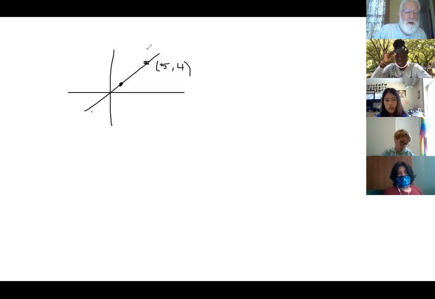And what I'm going to do here is I'm going to drop a line that's parallel to the y-axis. And then here I'm going to drop a line that's parallel to the x-axis. And then let's say this point is 1, 1, okay?